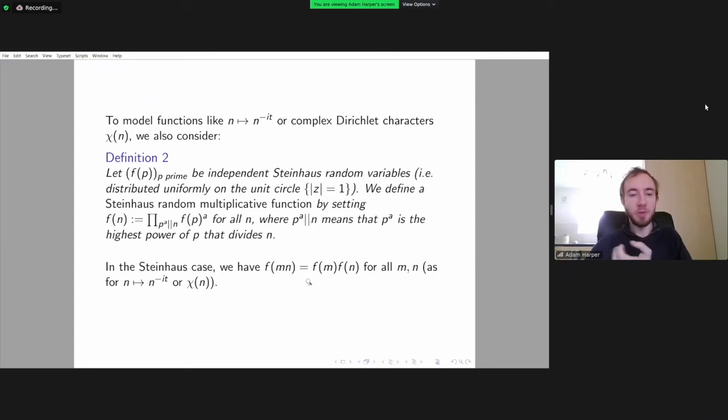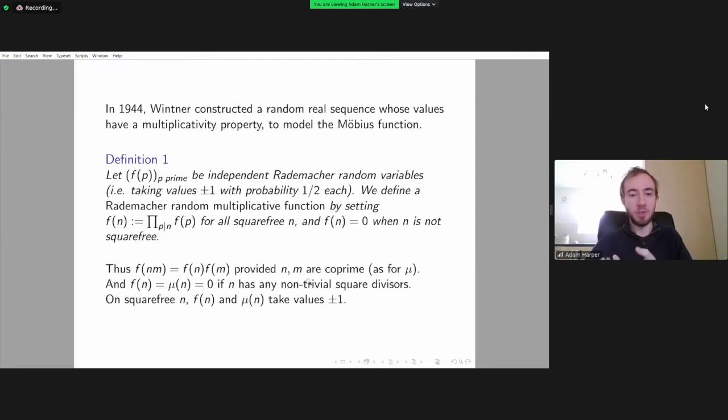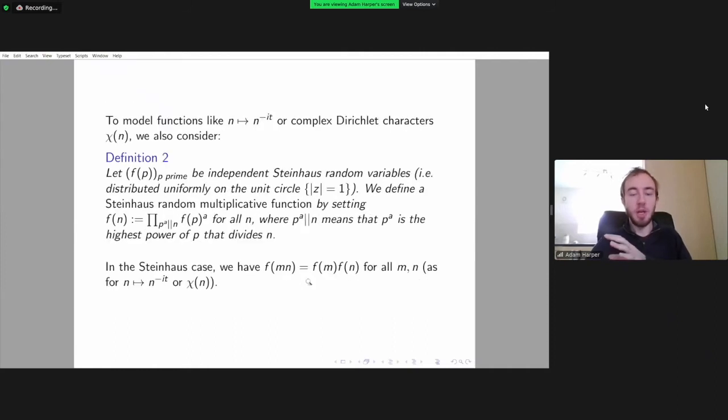And whereas the Rademacher random multiplicative functions were supposed maybe to be modeling the Möbius function, these Steinhaus random multiplicative functions are supposed to model complex Dirichlet characters, so non-real Dirichlet characters, or functions like n to the minus it for fixed real t.